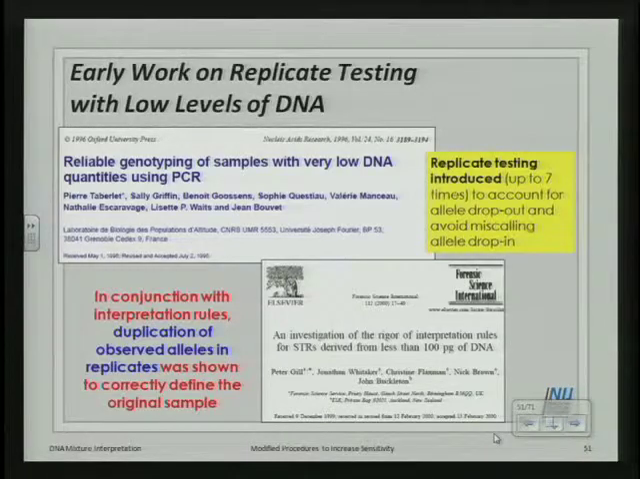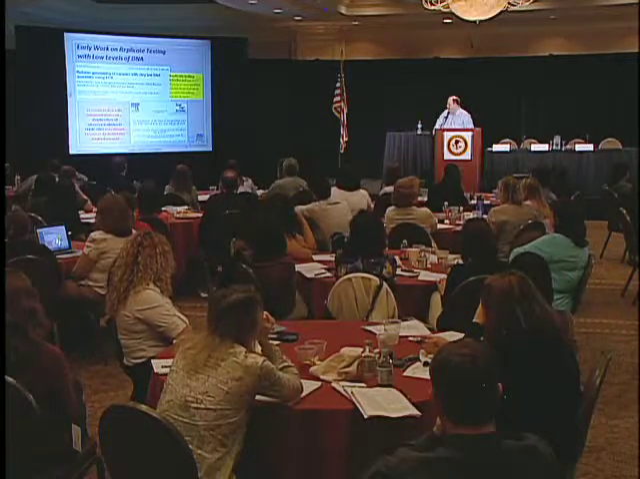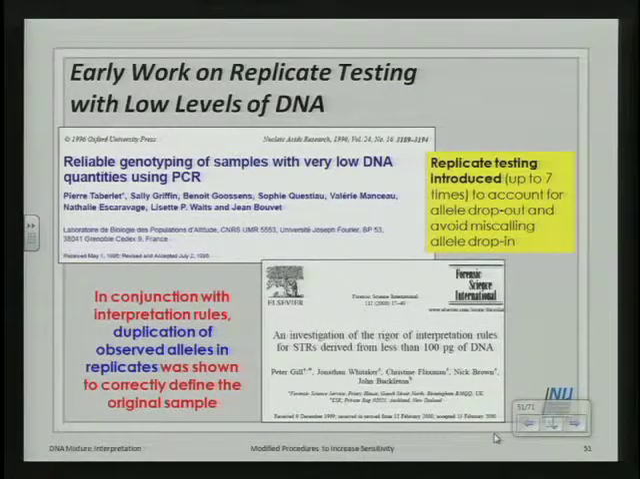So again, this was the first paper, at least from the ancient DNA field, Pierre Taberlet. They were trying to develop a technique where they could amplify very low quantity of DNA to try to get nuclear STR DNA. You know, a lot of ancient DNA studies focus on mito, and so here they were looking at trying to get STR data, and they were using 7 replicates to account for potential drop-in and drop-out. And so Peter Gill, his paper came out in 2000, and they recommended duplication of observed alleles and replicates to help in this process.